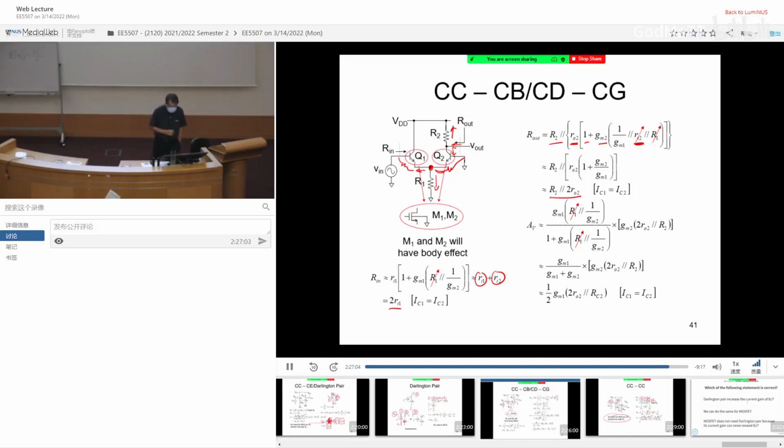And the voltage gain: this first stage is a common collector, so the voltage gain is given by gm1 multiplied by the resistor looking at here, which is R1 and 1 over gm, divided by 1 plus this, so this is the voltage gain. And then the second stage is basically a common base amplifier, so you have the current source gm2 multiplied by the total resistor at this point, which is 2 R02 parallel with R2. Okay, so that is what we get.